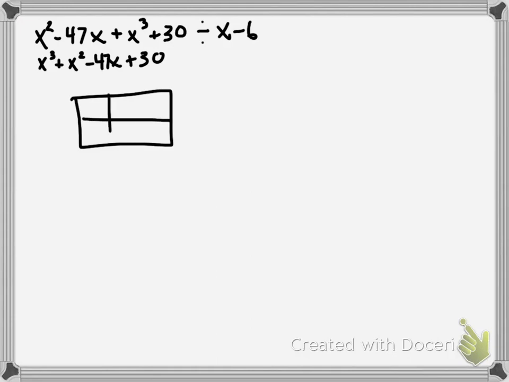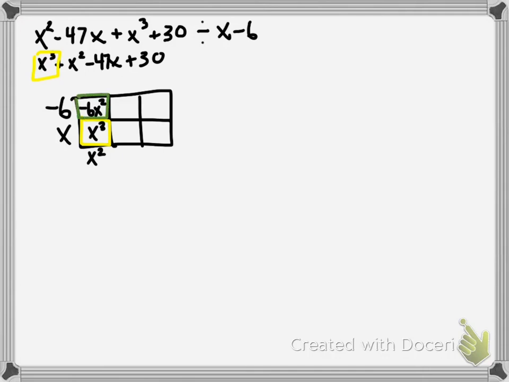So I create my generic rectangle. I've got x minus 6 on the side, and first term, first box. If I have x to the third there, this has to be x squared. This is negative 6x squared.